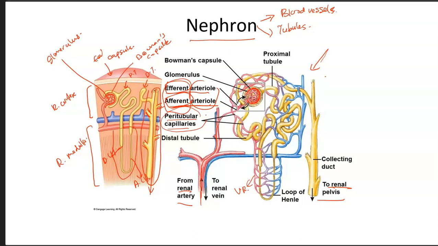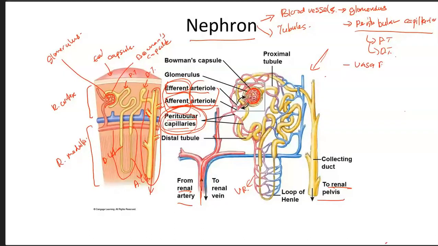So it starts with the glomerulus, and then you have the peritubular capillaries. Peritubular capillaries are blood vessels surrounding the proximal tubule and distal tubule. And then you have the vasa recta. Vasa recta are the blood vessels surrounding the loop of Henle.